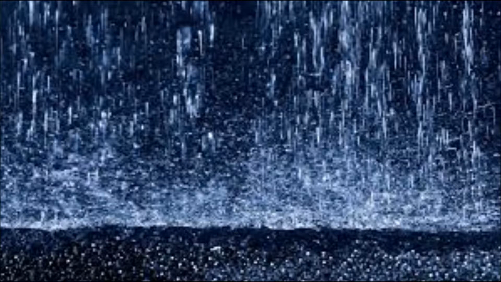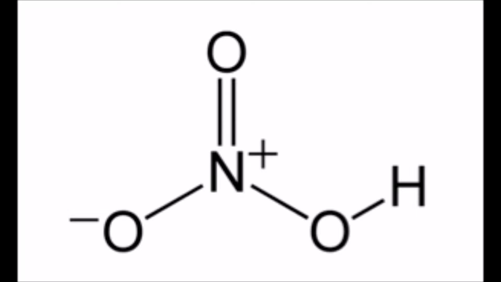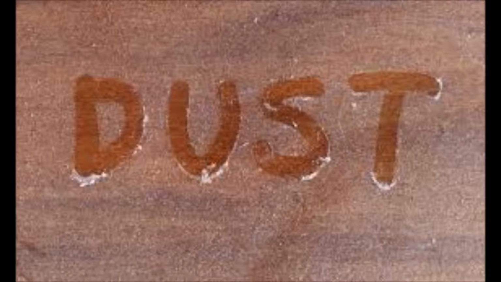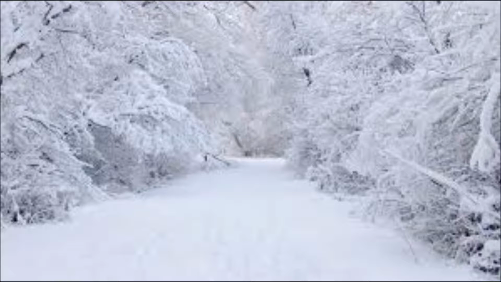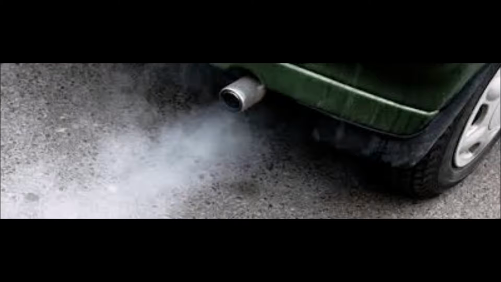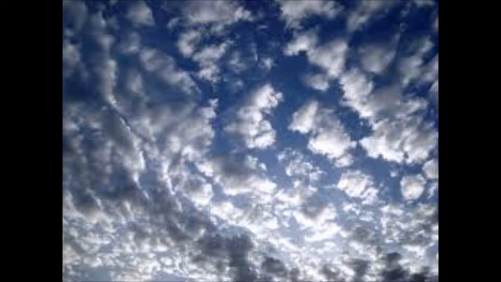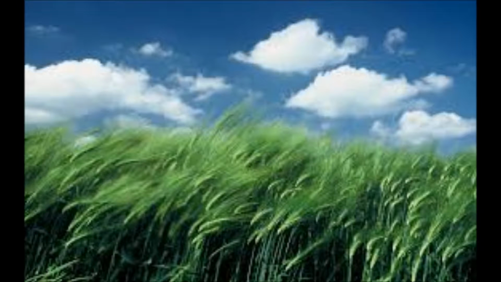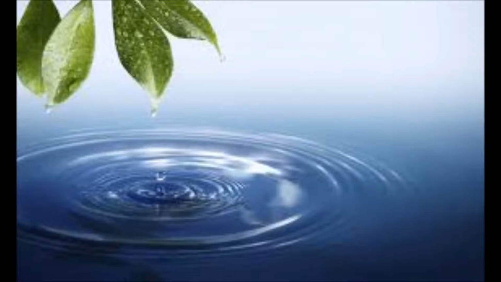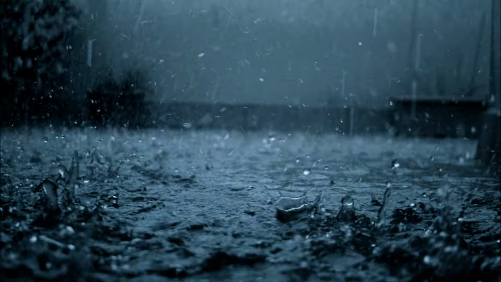Today, we're here to talk about acid rain. Now, what is acid rain? Acid rain is the sulfuric and nitric acid that falls to the ground in the form of rain, dust, hail, fog, and snow. Sulfur dioxides and nitrogen oxides enter the atmosphere and travel through wind currents until they react with oxygen, water, and other chemicals to form acids that fall to the ground.